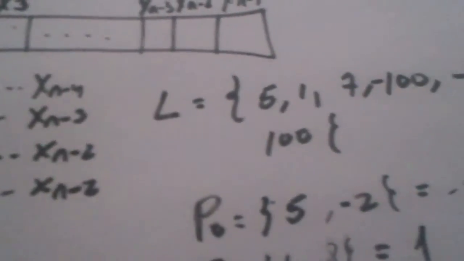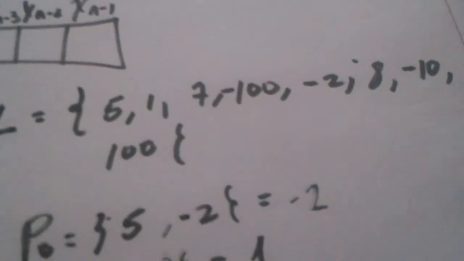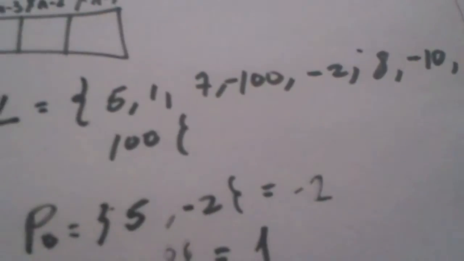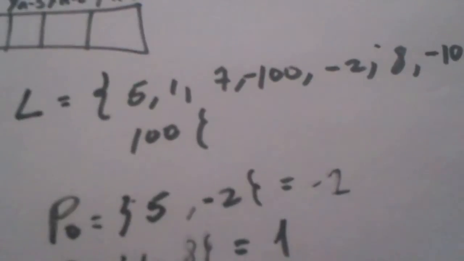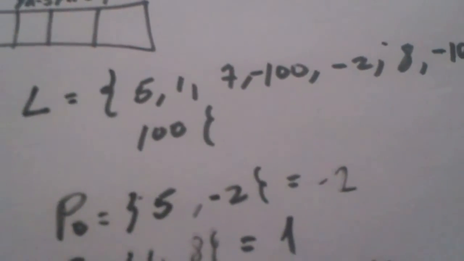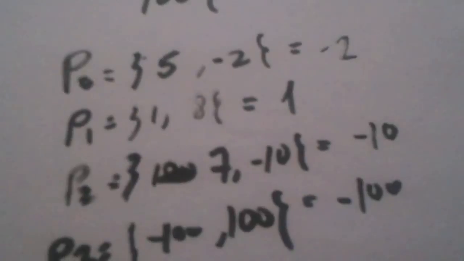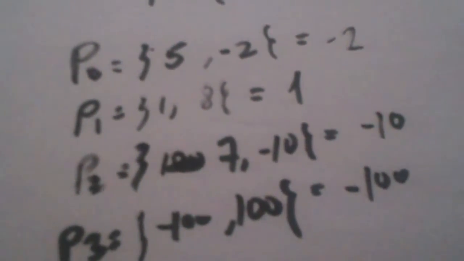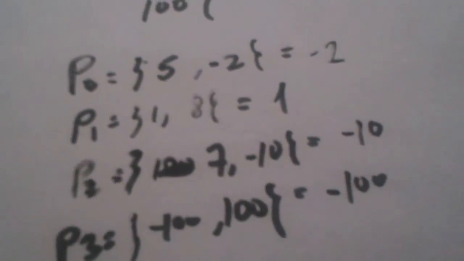Let's look at this array L, which has 5, 1, 7, minus 100, minus 2, 8, minus 10, and 100. And let's try to find the minimum value of this array. According to the previous decomposition, we have the sub-arrays for each processor. Processor 0: 5, minus 2. Processor 1: 1, 8. Processor 2: 7, minus 10. Processor 3: minus 100, and 100.